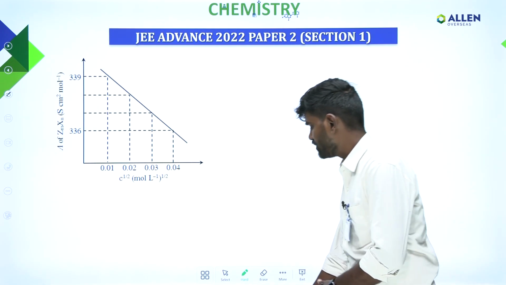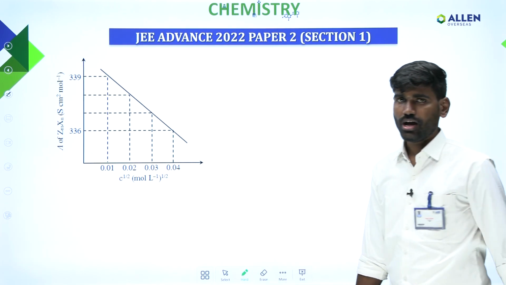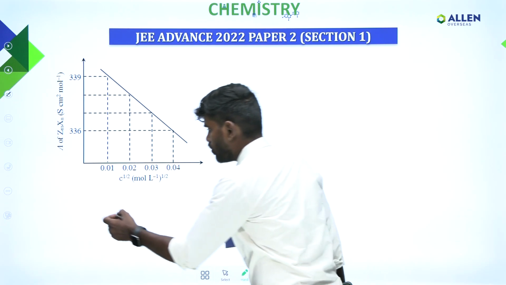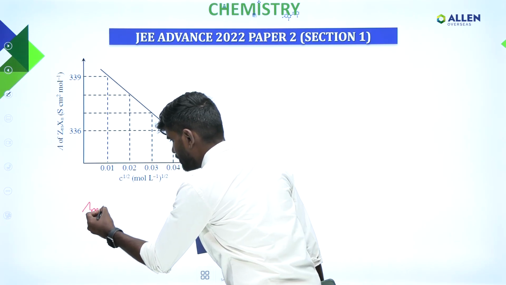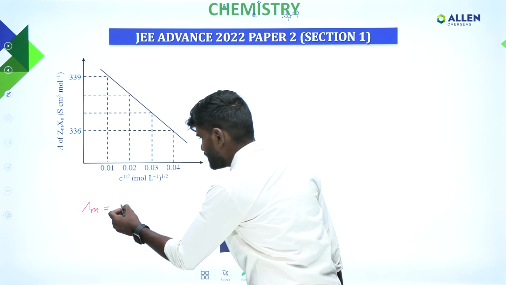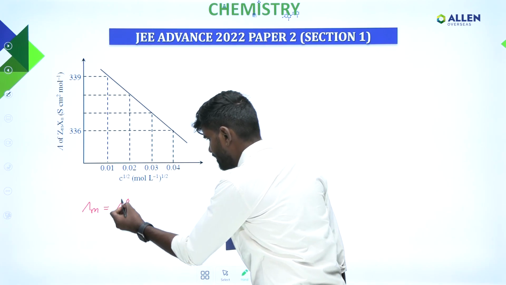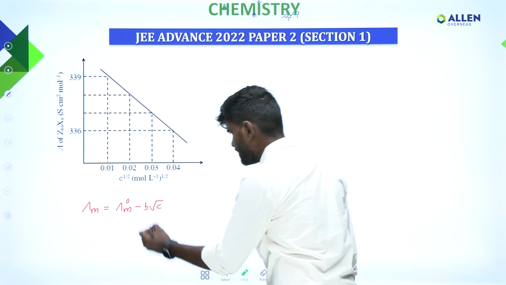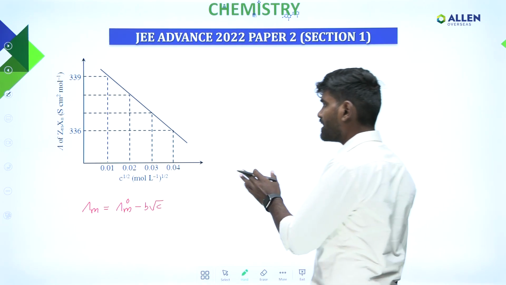So how will we do this? Here is the graph, and how will we proceed? You know that for strong electrolytes, the molar conductivity can be written as the limiting molar conductivity, that is lambda m naught, minus B times root C, isn't it? I have been given this straight line.